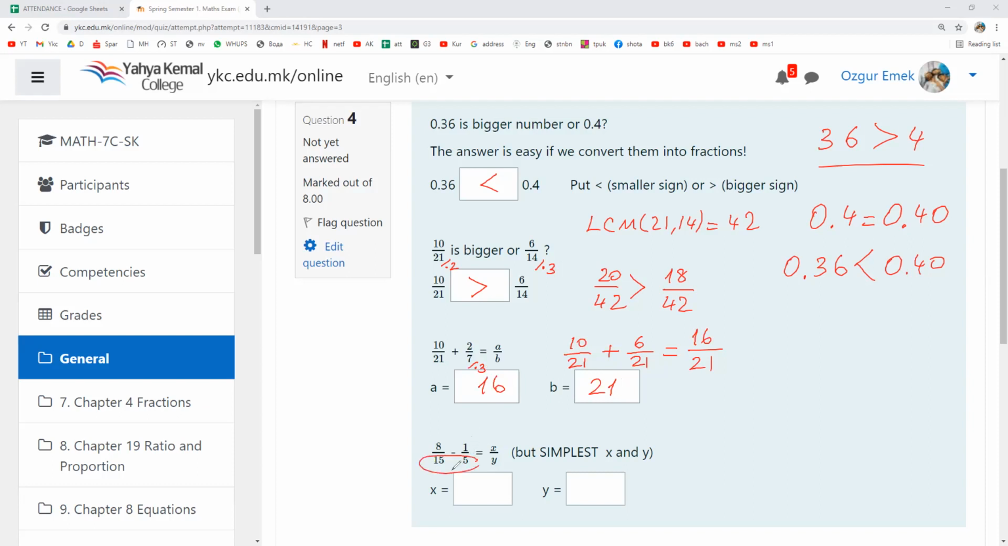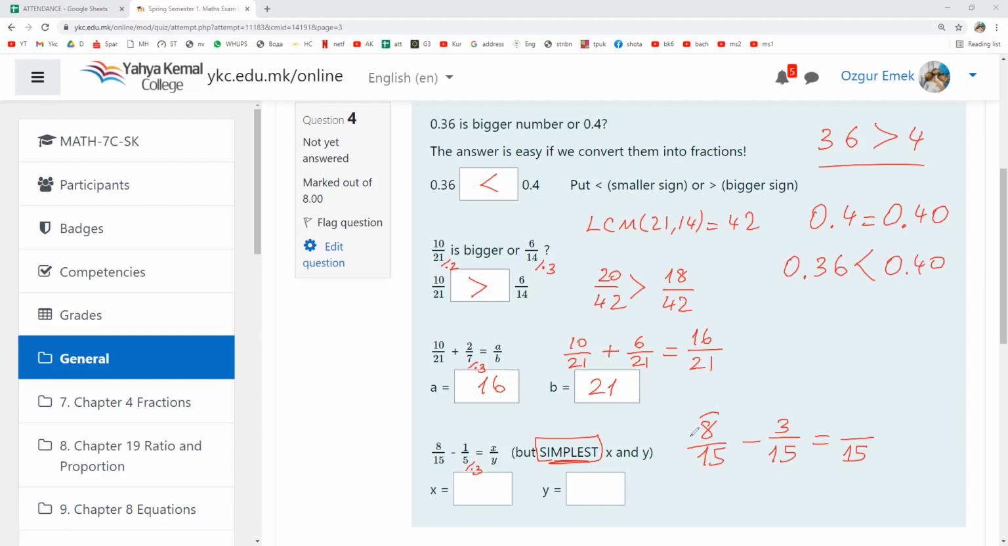Now what to do here? 15 and 5. It's better to multiply this by 3, and the result should be written in simplest form. 8 over 15, let me rewrite, minus 1/5. 1 over 5 will be enlarged by 3, which means each number here will be multiplied by 3. 3 times 1 is 3. 3 times 5 is 15. Over the same denominator, 15.